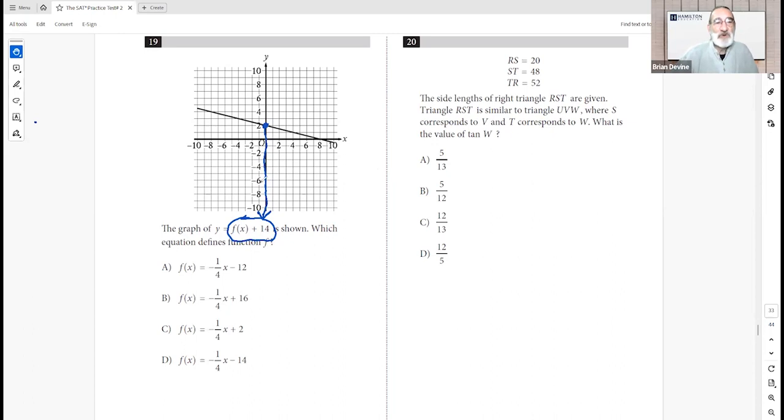Now, note the slope is negative 1/4. Well, all the answers have negative 1/4, but all we needed to have was 2 minus 14 would equal negative 12, the new y-intercept. So A is our answer.